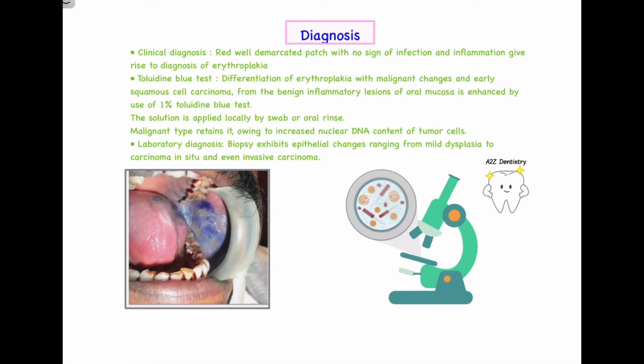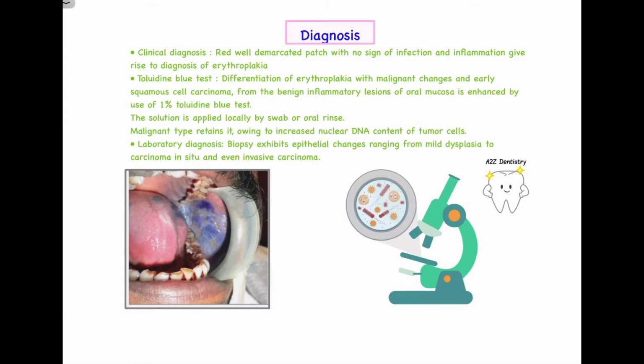Now this Toluidine blue test is basically done to check for any dysplastic cells or any dysplastic change, right? So differentiation of erythroplakia with malignant changes and early detection of squamous cell carcinoma is very essential, and for that we perform this 1% Toluidine blue test.